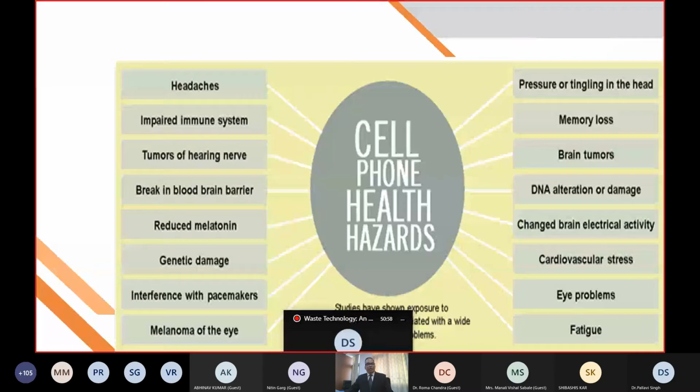Reduced melatonin is very much proven by a number of scientists and workers. Genetic damage was shown by Henry Lai. In fact, when I was at the All India Institute, Henry Lai came and gave a demonstration that, look, we are exposing the cell line, and afterwards we may have damage in DNA, which can be assessed by single cell electrophoresis. That was the Comet assay.